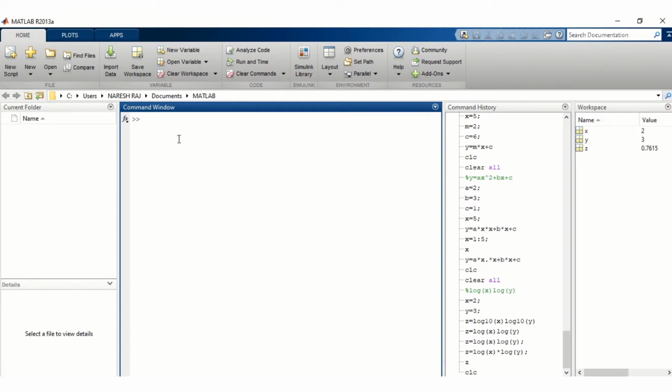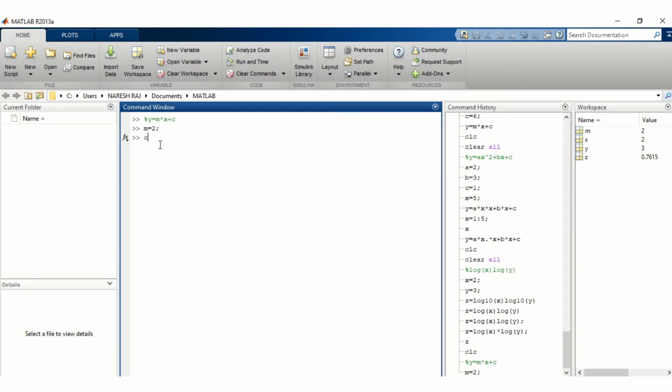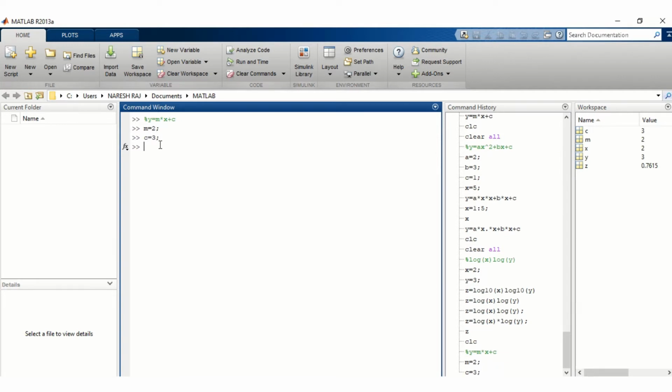Let's see. First we will write a comment with the help of the percentage sign. This is used to write a comment. Now the expression: first, y equals m times x plus c. In this equation, m and c are constants. For m and c we will assign values. Assume m equals 2 and c equals 3, and x is a variable.